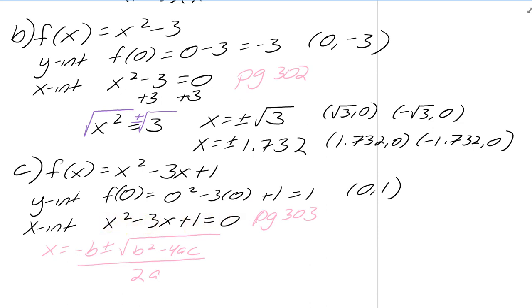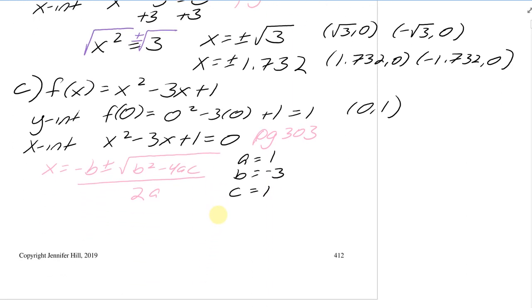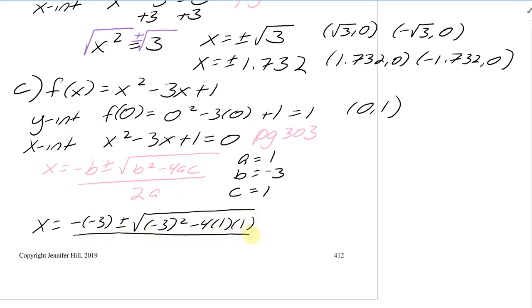Okay. So what's my a, what's my b, what's my c? My a in this case will be 1. My b in this case is negative 3, and my c would also equal 1. So maybe you want to pause the video and just plug all this in and make sure you can figure this out, and then hit play when you're ready. So this will equal negative 3 plus or minus the square root of negative 3 squared minus 4 times 1 times 1, all of this divided by 2 times 1. So there's what I've got.